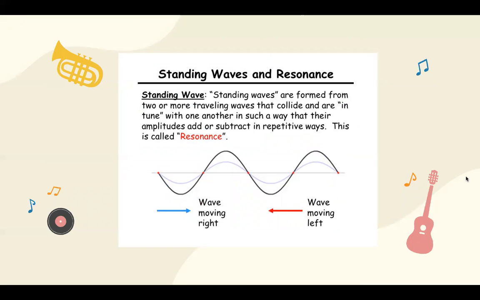Sound waves are standing waves, and standing waves are generated from constructive interference between waves traveling in both directions along a string or tube. As shown in the picture below, standing waves are formed from two or more traveling waves that collide and are in tune with one another in such a way that their amplitudes add or subtract in repetitive ways. This is called resonance. And you can see the waves moving right and waves moving left.